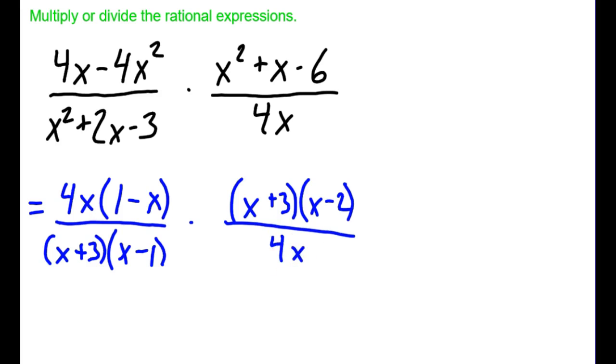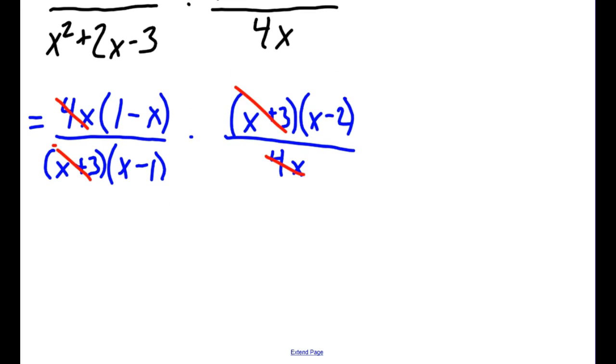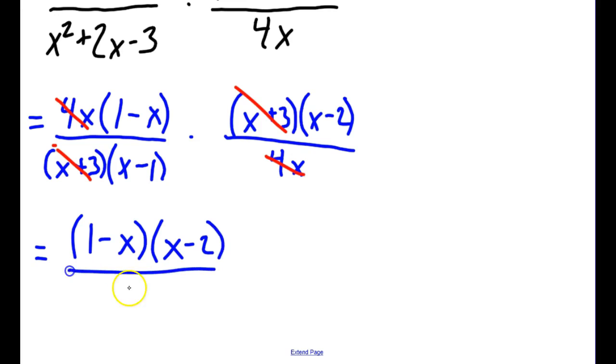Now I'm looking at numerator and denominator. There are some things that we can simplify out. I have a 4x in the numerator, a 4x in the denominator. I have x plus 3 in the denominator and x plus 3 in the numerator. And we have to be a little creative at this point. Okay, so let's just write out what we're left with first before we try to simplify any further. This is equal to 1 minus x times x minus 2, all divided by x minus 1. Okay, since we're multiplying, we multiply numerator times numerator, denominator times denominator, so we can write this as one fraction.